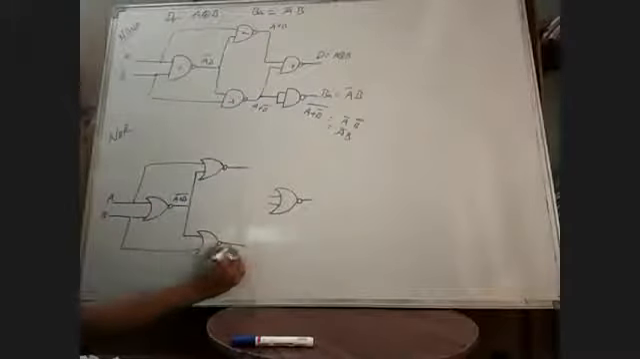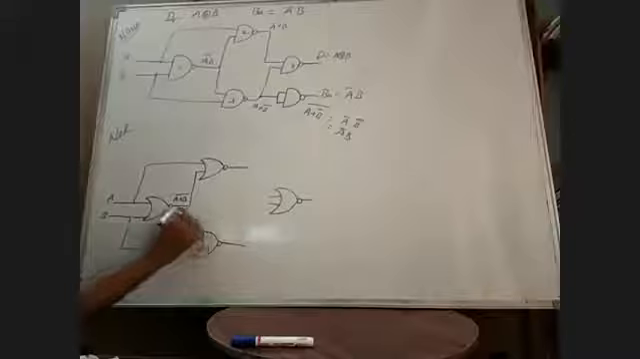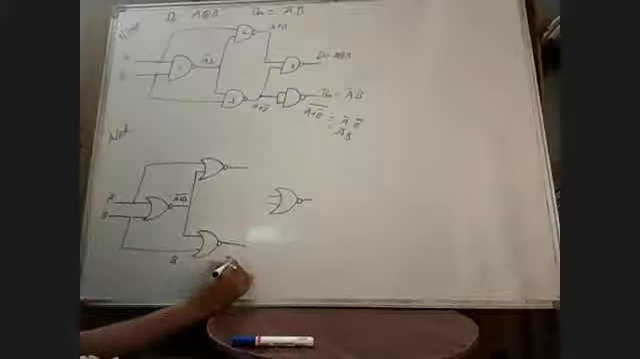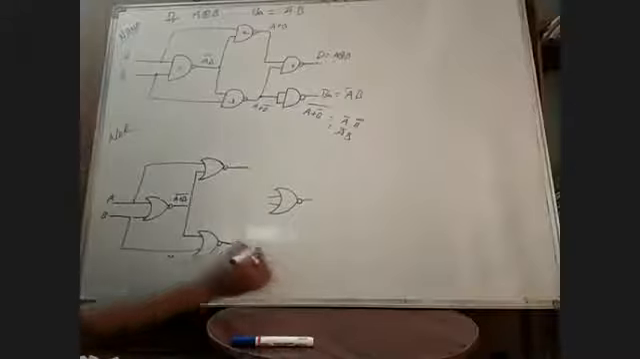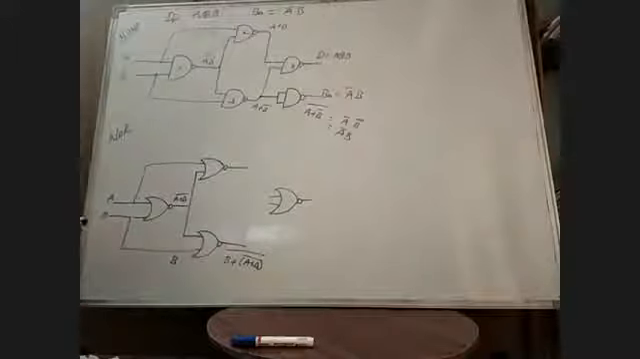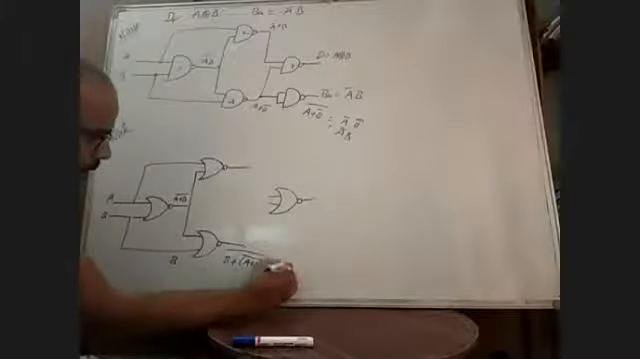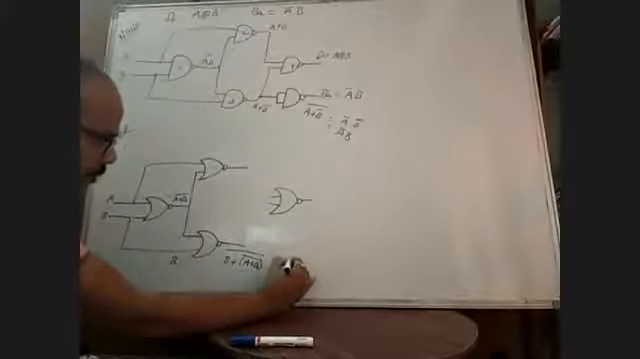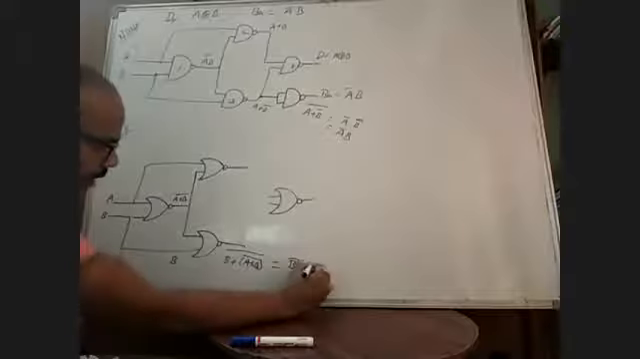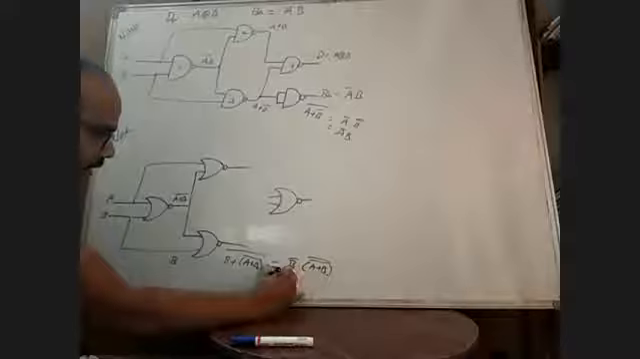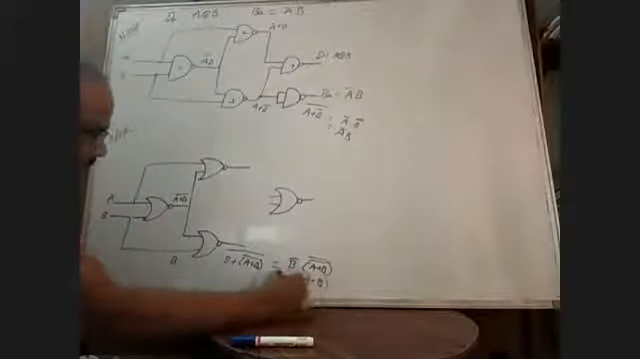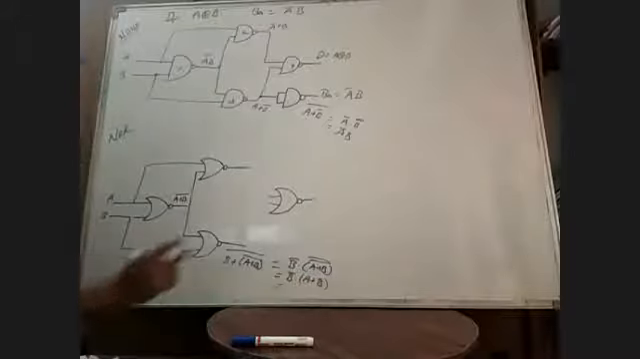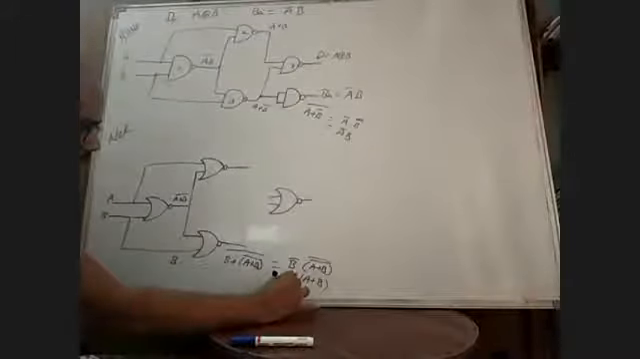See the output at this point. Here this is your B. This is your A plus B whole bar. I am writing B plus A plus B whole bar total complement. Now apply the De Morgan's law here. We can write this as B bar into double complement A plus B. Double complement is cancelled. We can write this as B bar into A plus B, and this will be equals to B into B bar is 0, A into B bar.